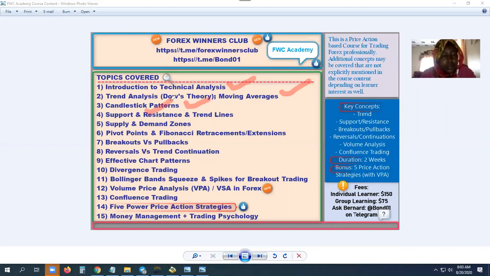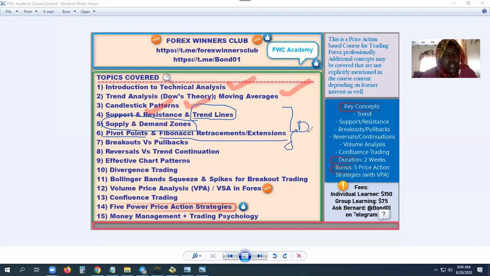So what I would like us to cover today is trend lines. I want us to cover supply and demand zones. I want us to cover pivot points, Fibonacci, retracements, and extensions. Those are the 4 things I would like us to cover if there's enough time. So these will be our day 3.